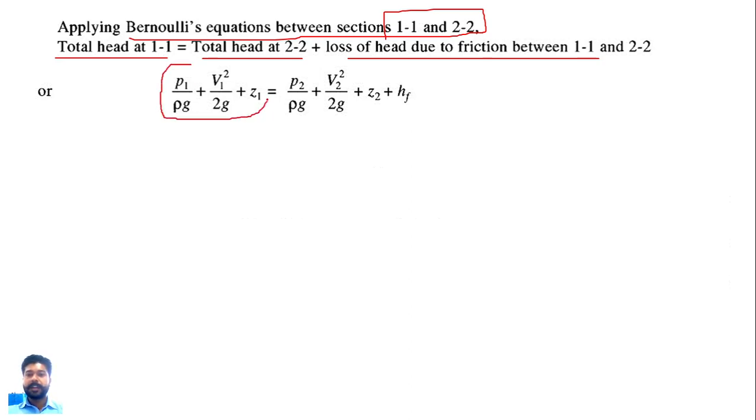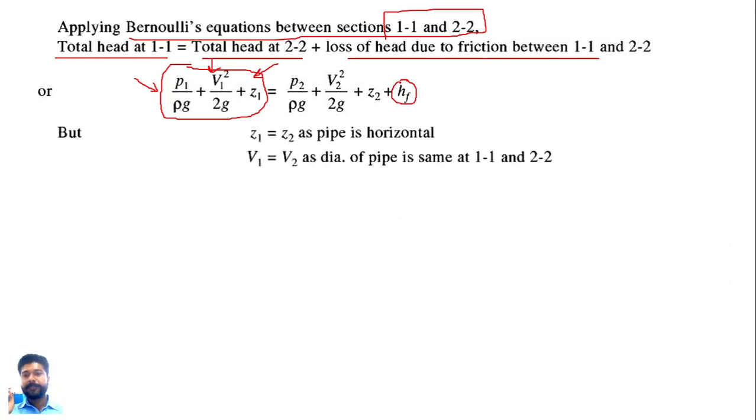So this one is our Bernoulli's equation, which we studied in previous chapters: P1 by rho g, that is the pressure head, plus V1 square by 2g. So the first is pressure energy, the second is kinetic energy, and the third is potential energy, Z1, which equals P2 upon rho g plus V2 square by 2g plus Z2 plus head loss due to friction between section 1 and section 2.